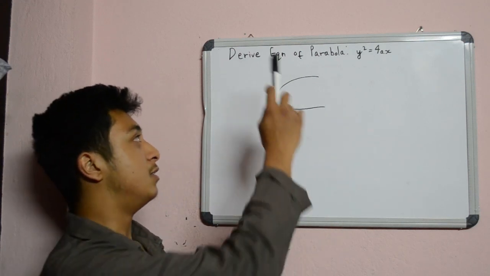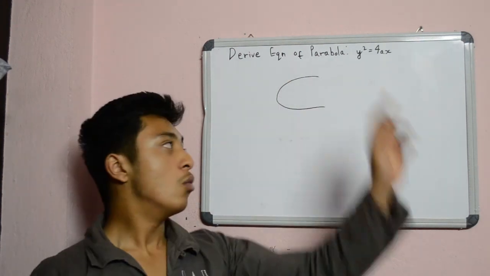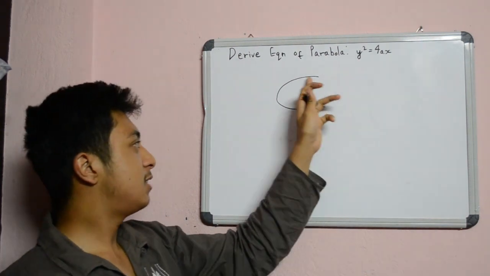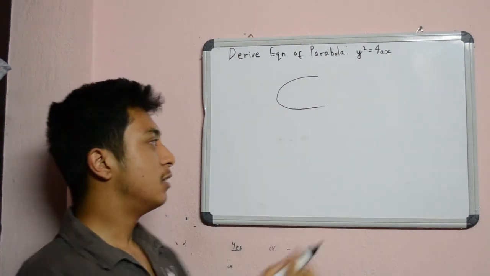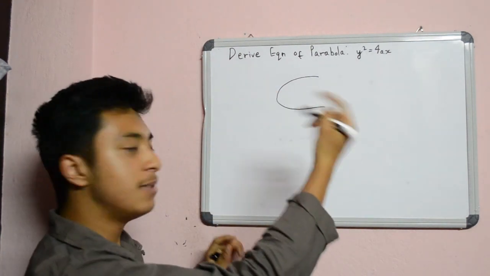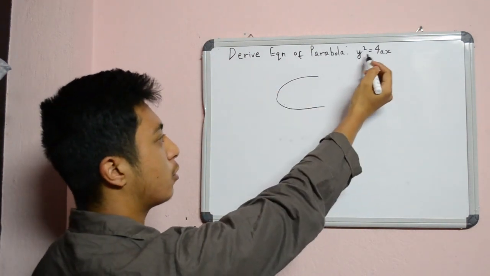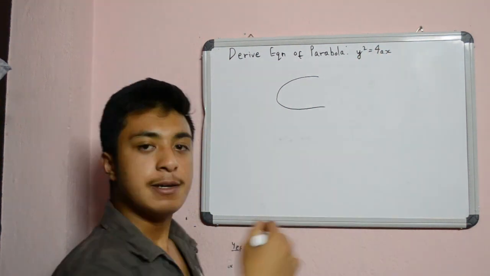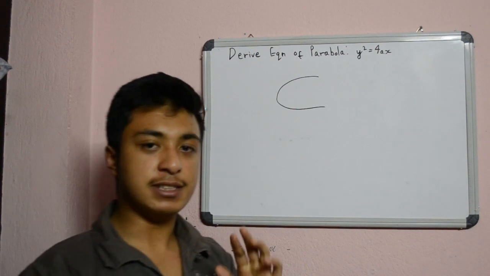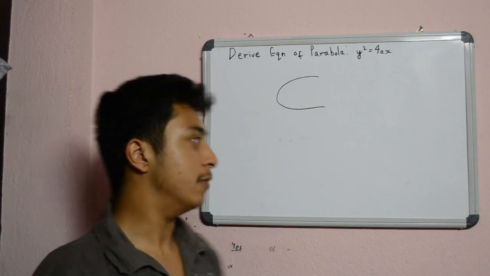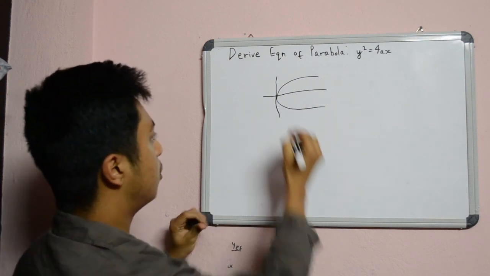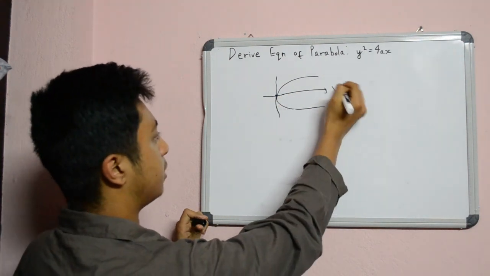Hello guys, let's derive the equation of the parabola y squared equals 4ax. Before we start, this is the graph of the parabola that we're going to derive. It looks like this simply because here we have y equals root 4ax, meaning we have a square root of x. And since x is inside the square root, it cannot be negative. So in the graph, it looks like this, and x will stay positive.